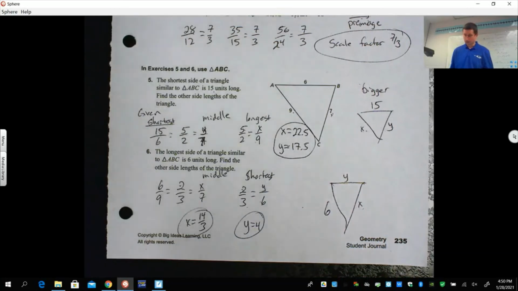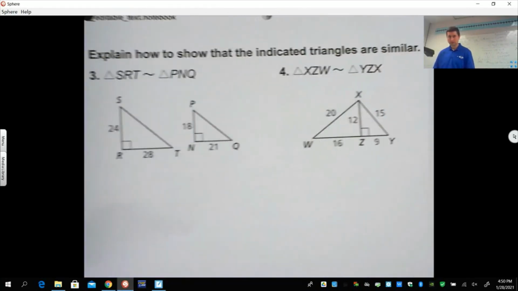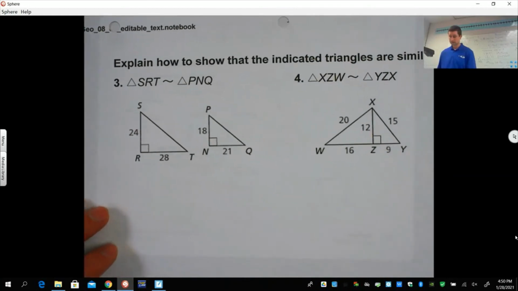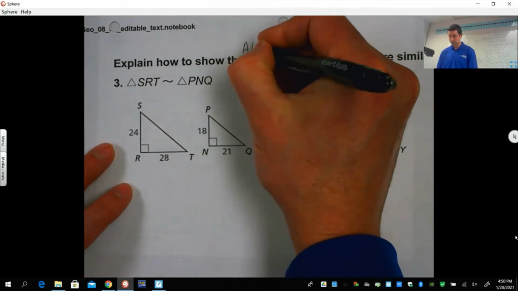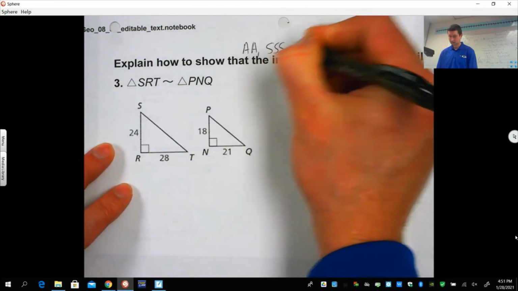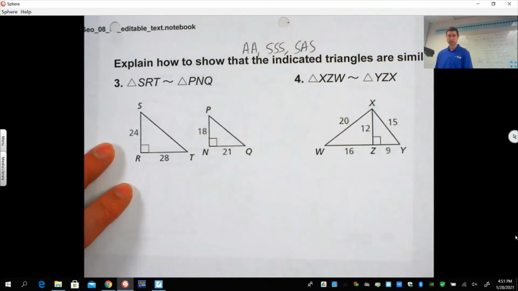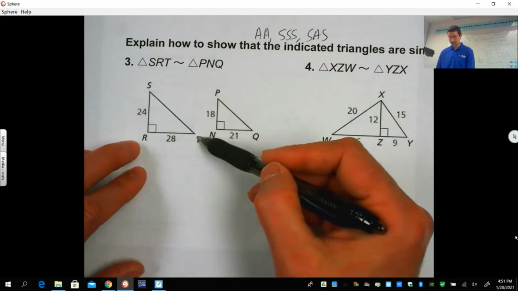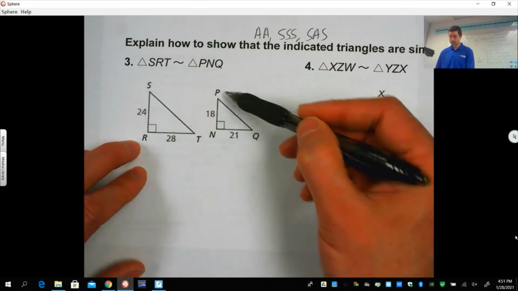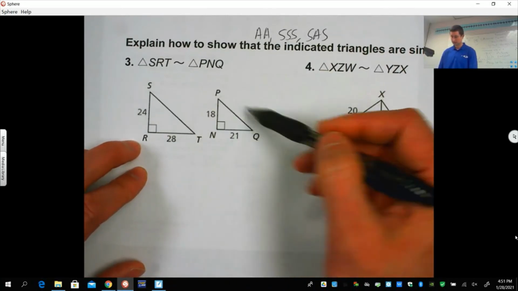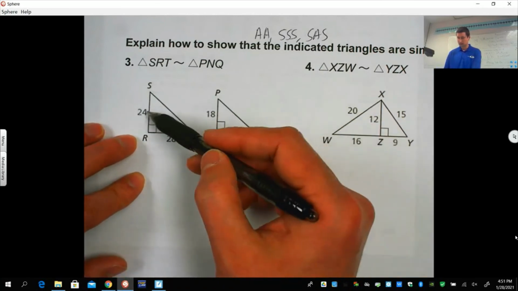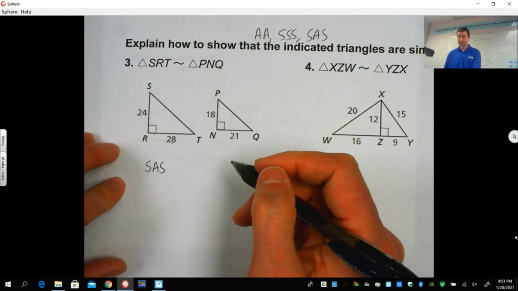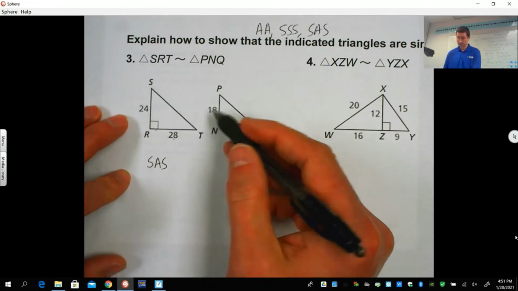Okay, so the final set of questions here. Explain how to show the indicated triangles are similar. So we can use angle, angle, side, side, side, or side, angle, side. Okay. So they want us to show that SRT is similar to PNQ. Okay, they wrote this in the right order. That's nice. You see the two sides and the angle. So we want to try to show that side, angle, side is the way to go.